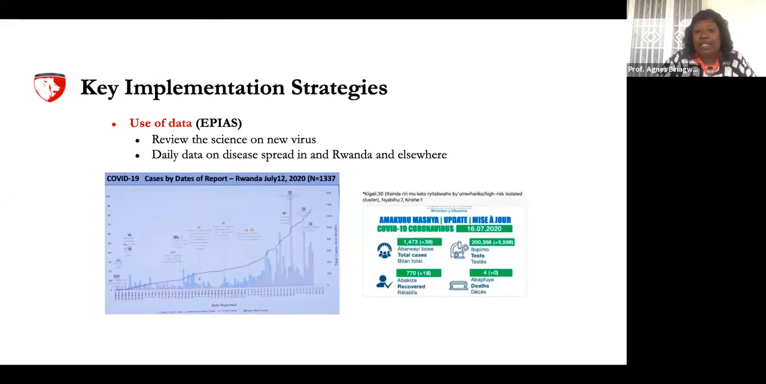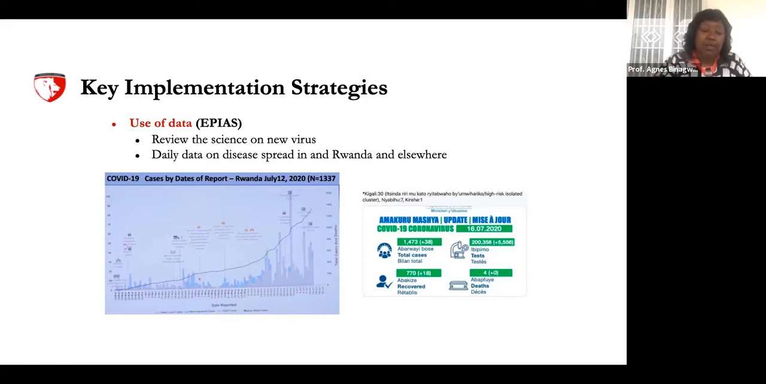A key implementation strategy is the use of data. In this slide, you can see the cases reported every day since the beginning, since the first case on the 14th of March. We know the name, we know the place, we know the people the person has been in touch with, at more than 80%.